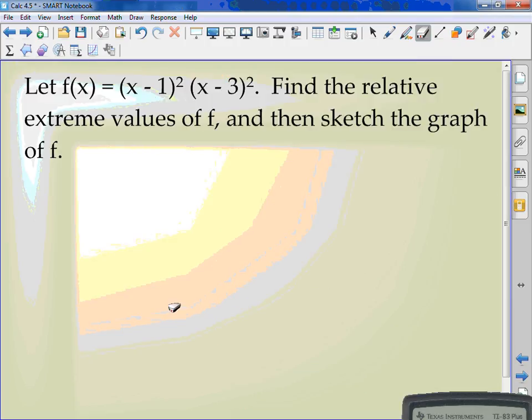I want you to find the relative extreme values and sketch the graph for this one. This one here is a chain rule and product rule. You did yours a crazy way.